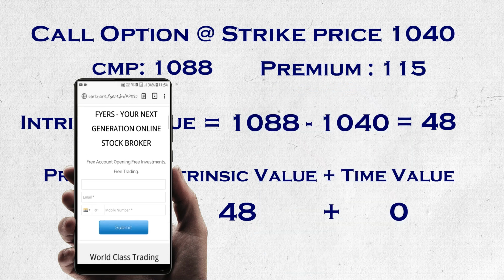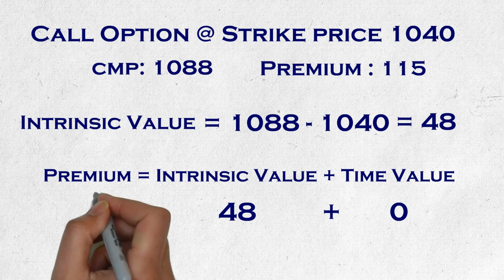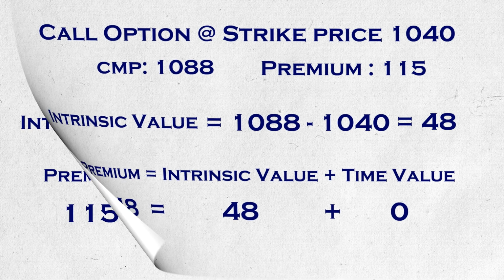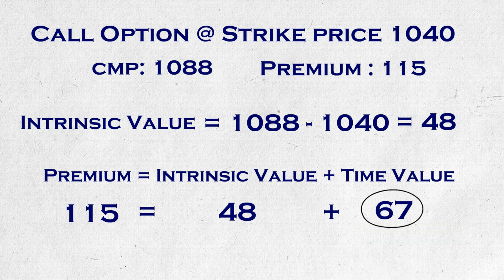Okay, how much did the buyer pay before? 115 rupees. But how much is he getting back now? 48 rupees. So the remaining 67 rupees is loss for the option buyer and the same is profit for option seller. Even if the exchange chooses physical delivery settlement rather than cash settlement, the same amount will be lost by the option buyer and the same amount will be gained by the option seller.